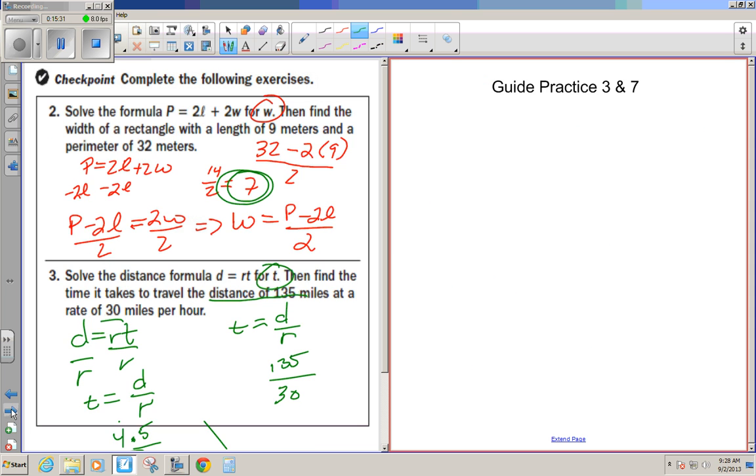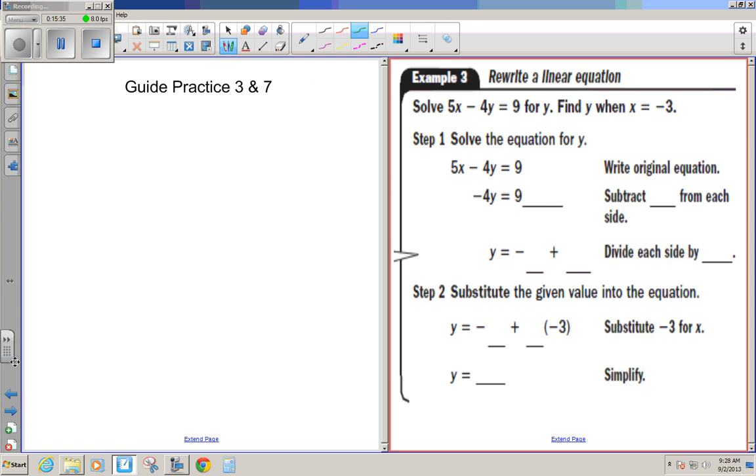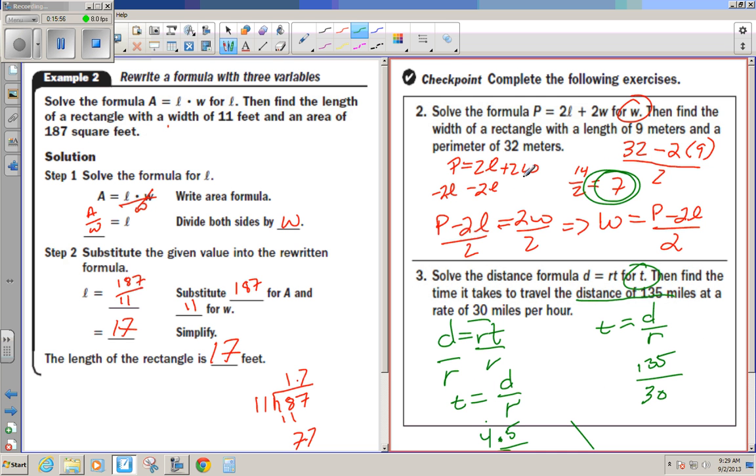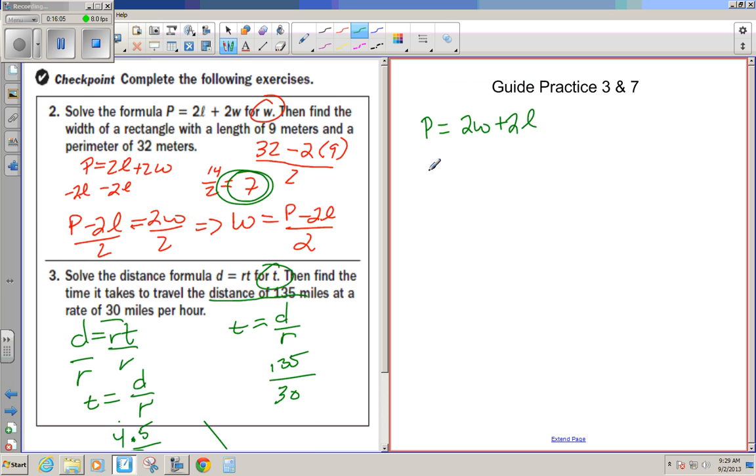All right, guided practice 3 and 7. 3 says to solve the perimeter formula for L. So you look back at your notes, and the perimeter formula was this, plus 2L. And we found out when we solved for W, it was P minus 2L over 2. This will look exactly the same, except since we're solving for L this time, L is P minus 2W over 2. You plug in the values given.